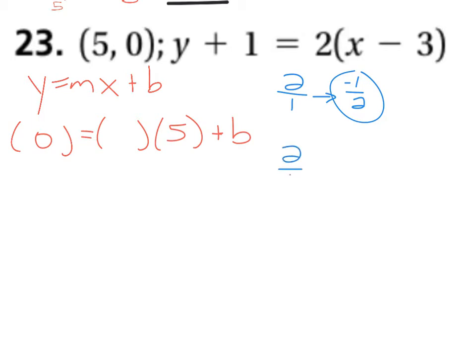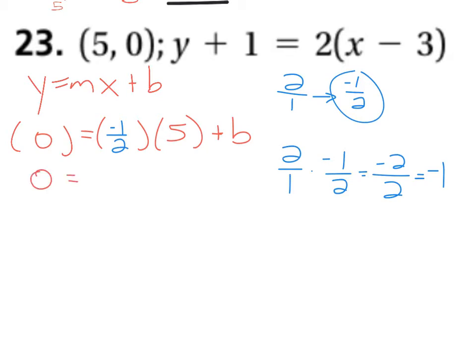But let's check them to be sure. Let's say 2/1 times -1/2. We can multiply them together, and we should be able to result in -1. And when we multiply them, we do get -1. So we know that that's the slope we want to use, -1/2.